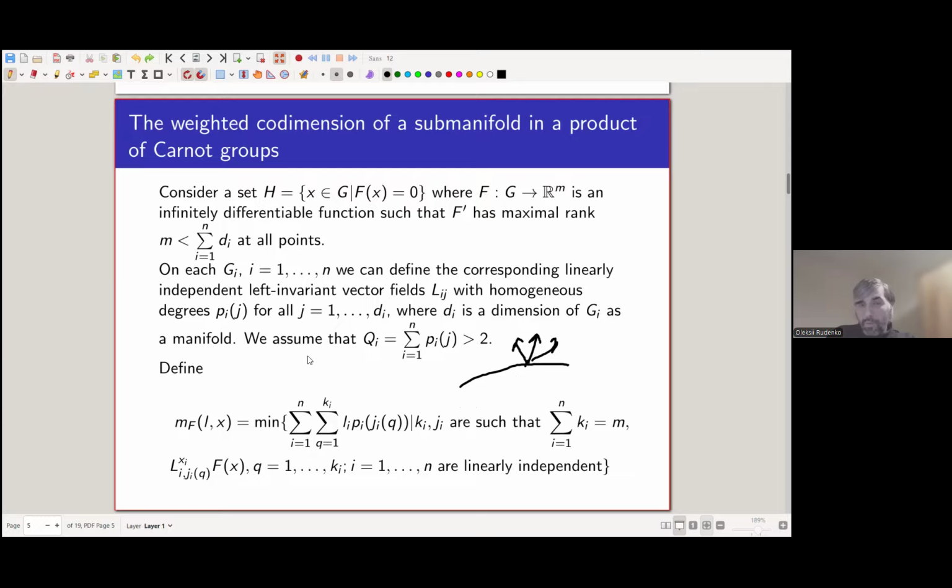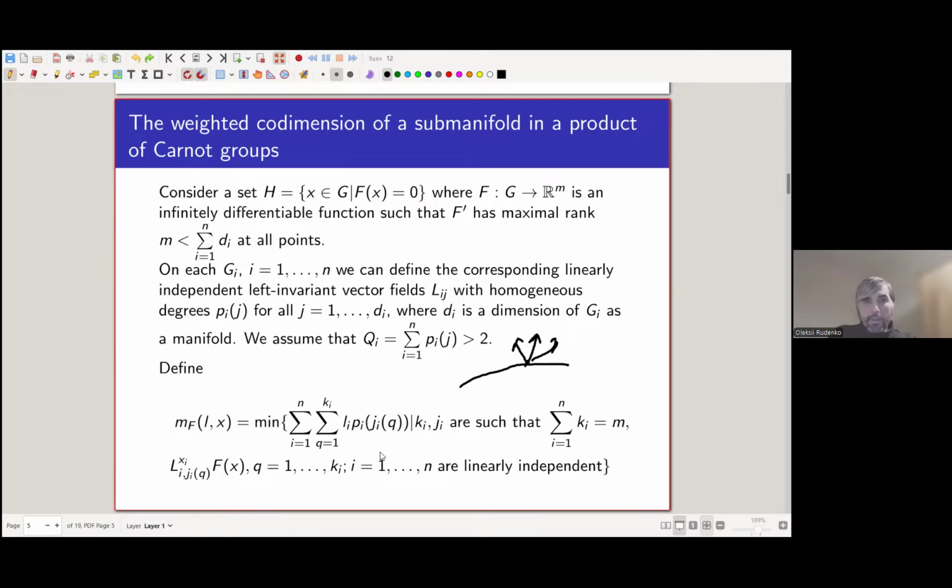and its weight is the homogeneous dimension of the corresponding Li in the Carnot group. In the Carnot group, different directions have different degrees, and these degrees are integers. They can be 1, 2, 3, and so on. So they can only be positive integers. But here we have a degree Pi, the degree corresponding to this direction. Then we also multiply it by the weight Li, and this is the same weight that I used in the definition of the distance. So this is some kind of weighted codimension.